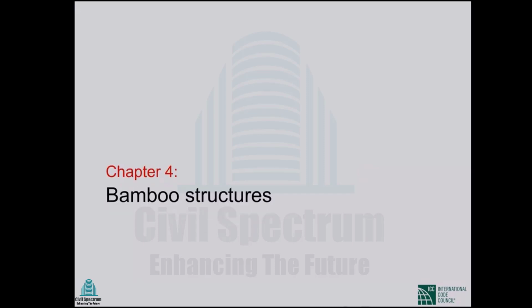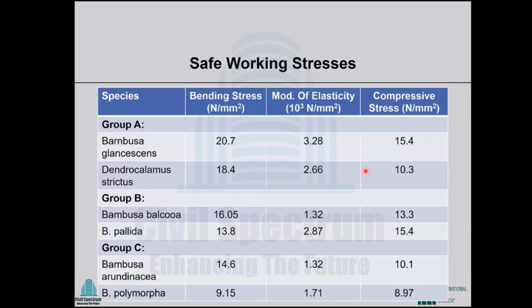Bamboo structures, this is a new addition. This is basically taken from the Indian Building Code, but some information related to local species of bamboo is included in this chapter, and that information was collected from the Bangladesh Forest Research Institute, BFRI. So both in the bamboo chapter and timber chapter there is information about local species, and BFRI did a lot of research on local species. So this information is from BFRI.